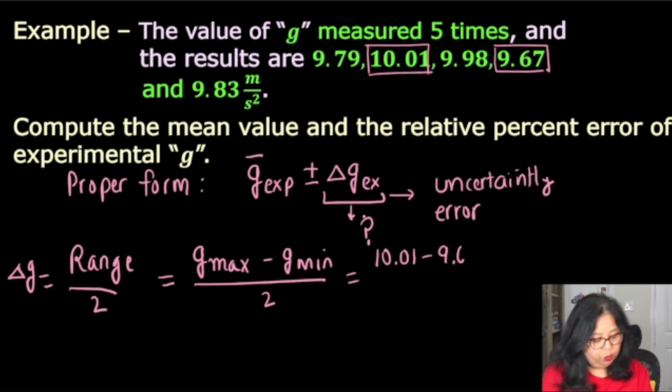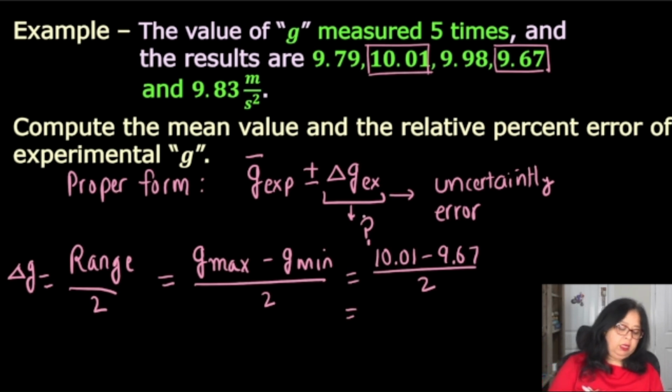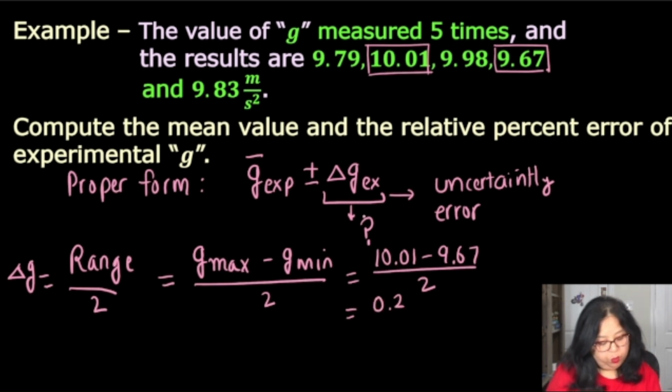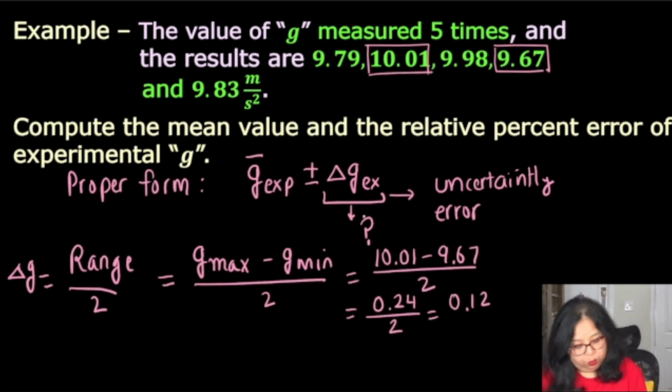10.01 minus 9.67 divided by 2. This gives us, to go from 9.67 to 10, it is 0.23, and go another 0.01 to get to 10.01. So that is going to be 0.24 divided by 2, 0.12. So the answer in the proper form will be 9.86.